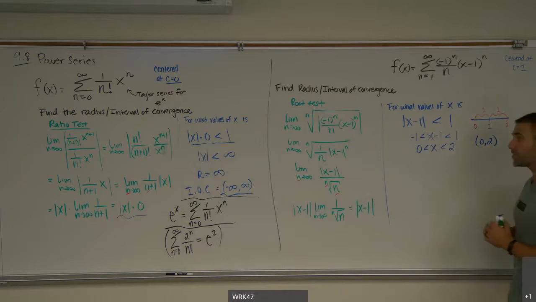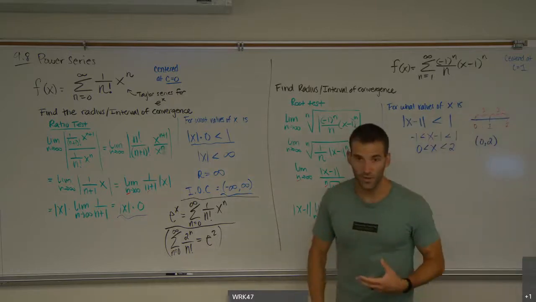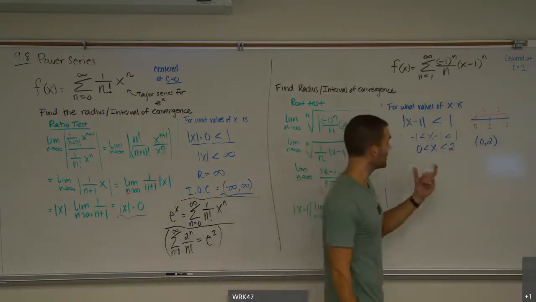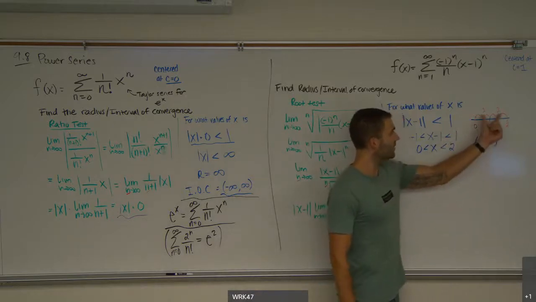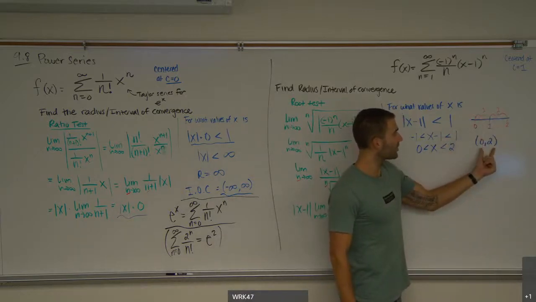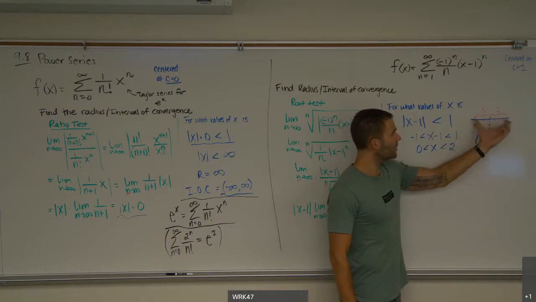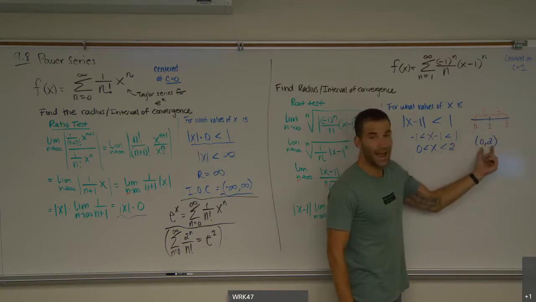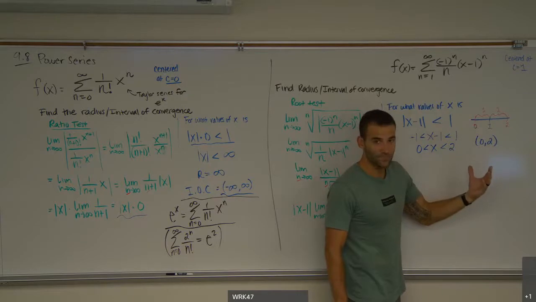Because of how the ratio and root tests work. They say if you're less than 1, you converge, and if you're bigger than 1, you diverge. Meaning, in this case, if I'm inside this interval, if I'm less than 1 unit away from 1, I converge. If I'm more than 1 unit away from 1, I diverge. So if I'm outside this interval, I diverge.